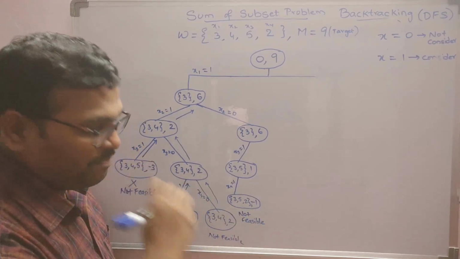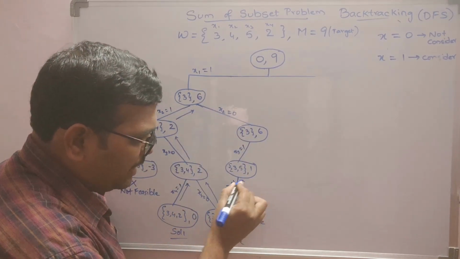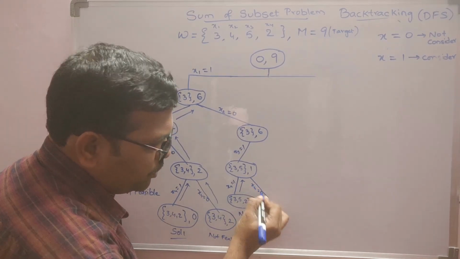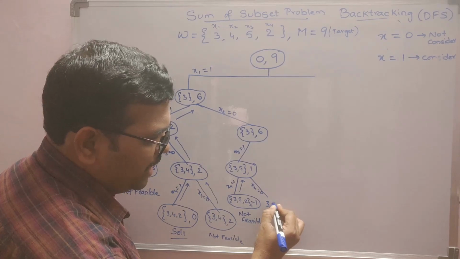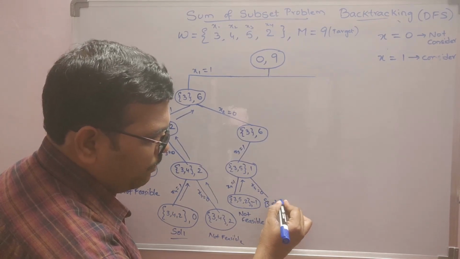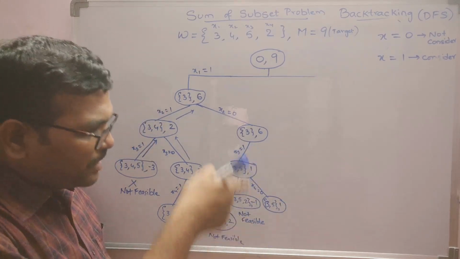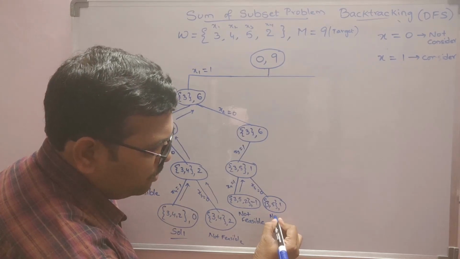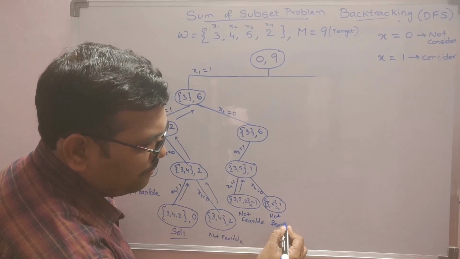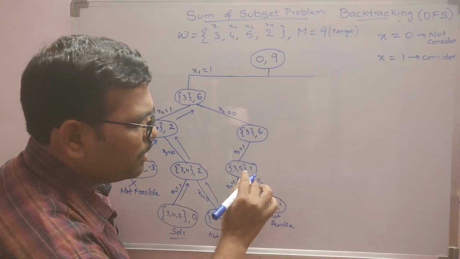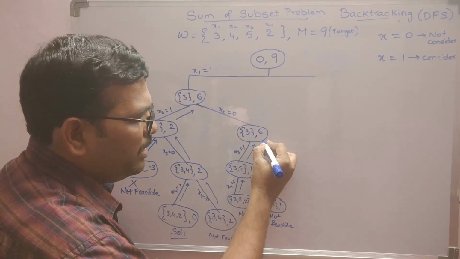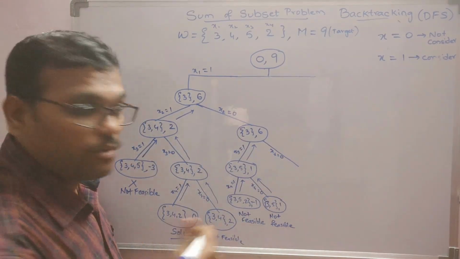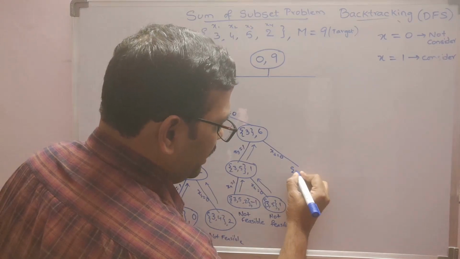So this is not feasible. Backtrack, and the other possibility, x4 is equal to 0. Without considering x4, it will be 3 comma 5, and this cannot be further divided because x4 is the last element. So this is also not feasible. Again backtrack, this was completed, again backtrack, and here we can consider x3 is equal to 0.